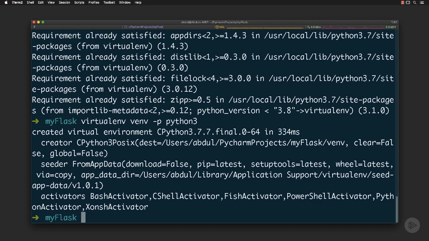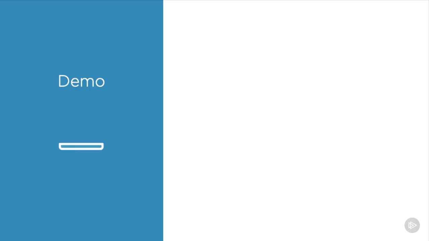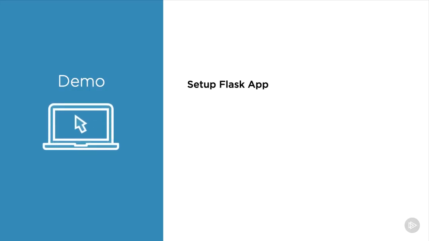Great. Now, we need to activate this by using the command source, then write the name of your environment/bin/activate. You can see it's activated. So let's set up a Flask application. We will install the Flask package and create a basic Flask project.